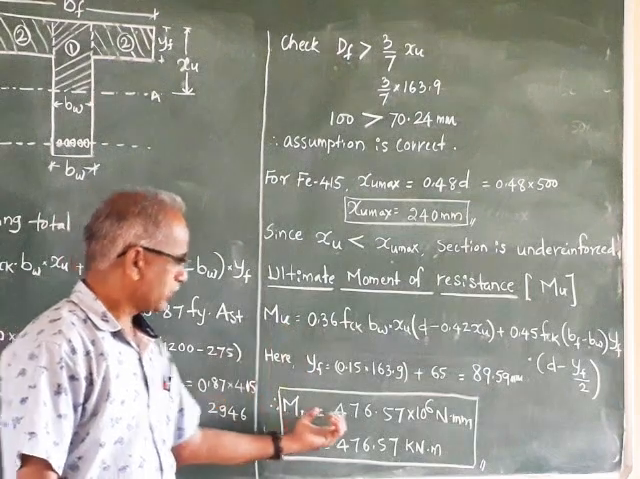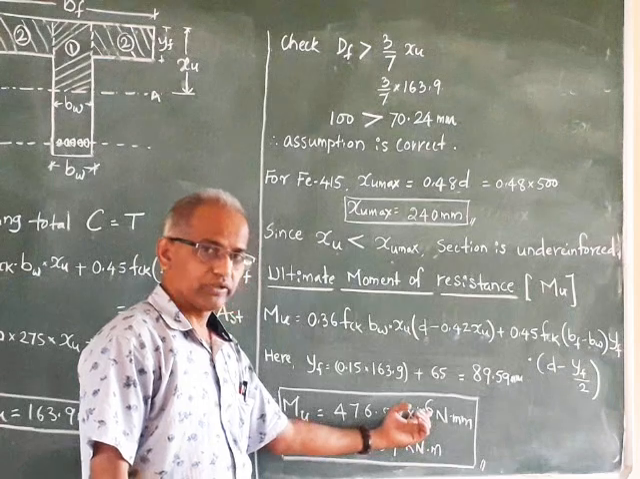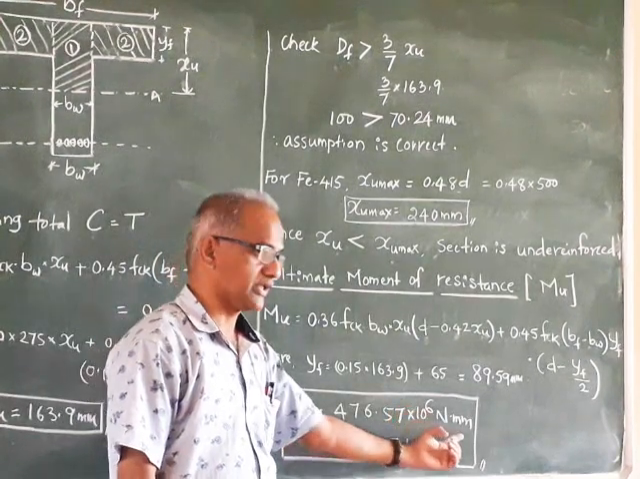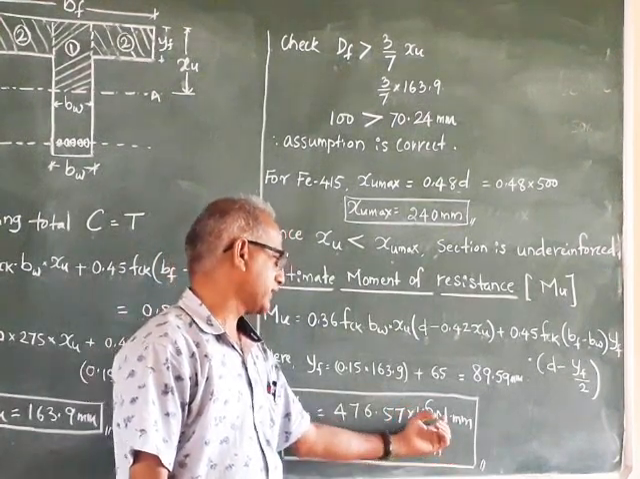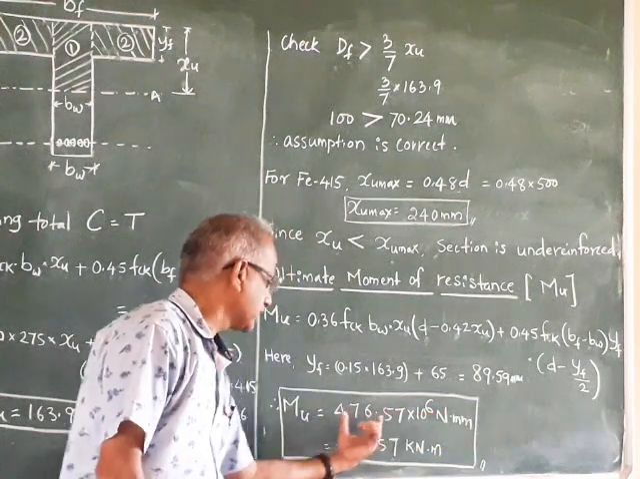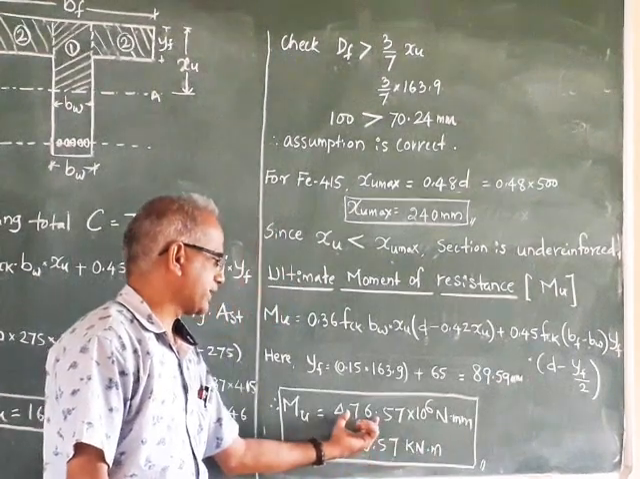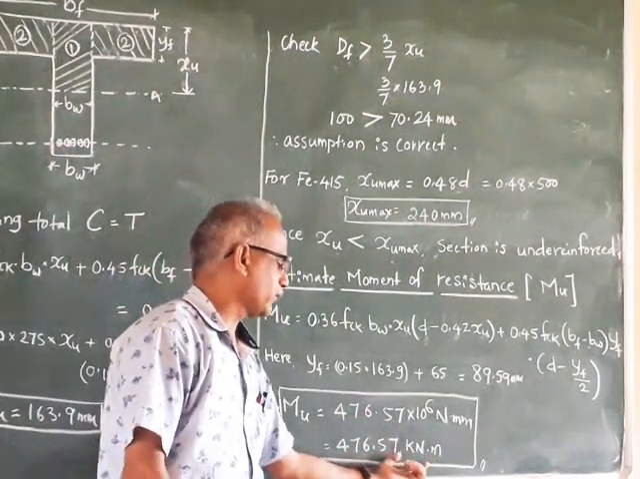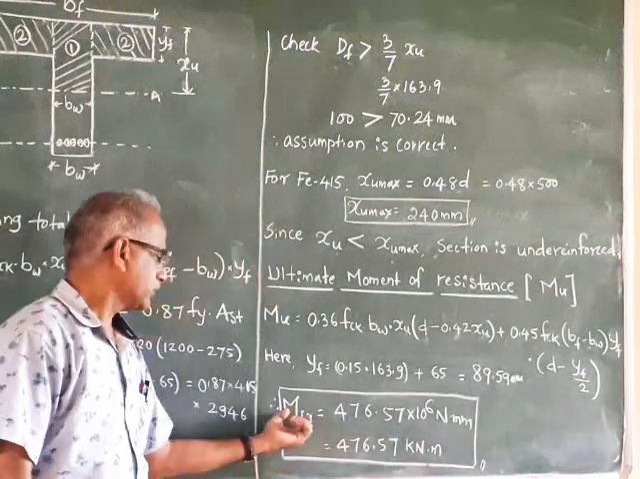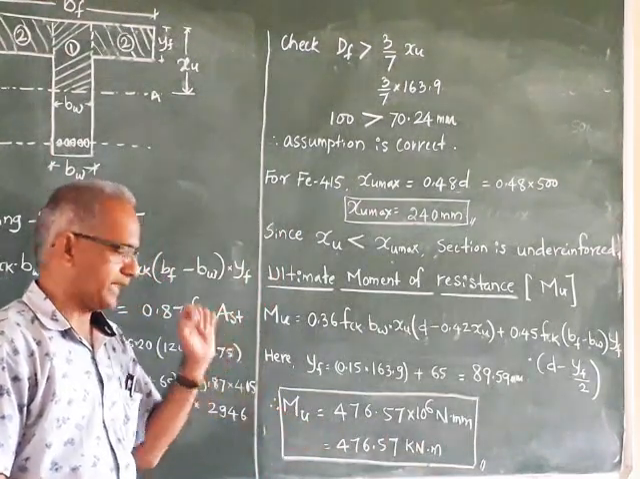So Mu will be 476.57 into 10 to the power of 6 Newton mm. It is in terms of Newton mm. If you divide by 10 to the power of 6, it becomes kilonewton meter, that is 476.57 kilonewton meter. That will be the ultimate moment of resistance of the T-beam.